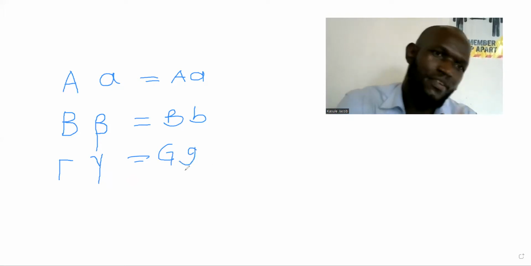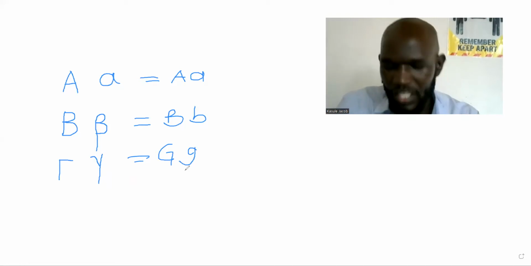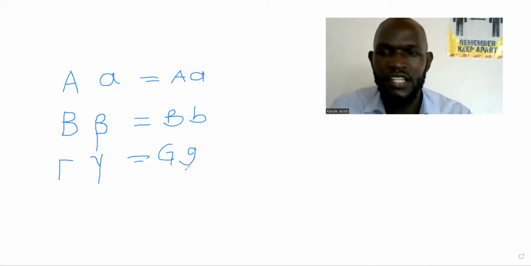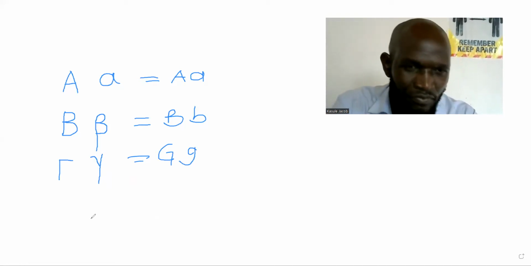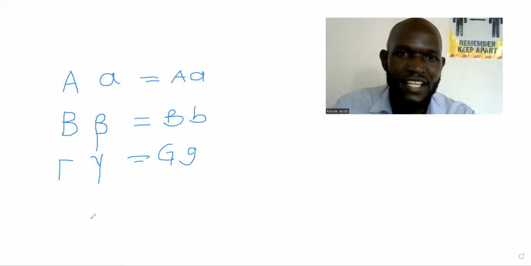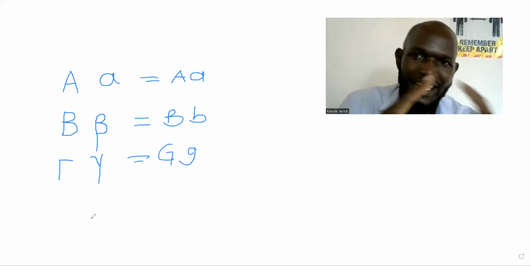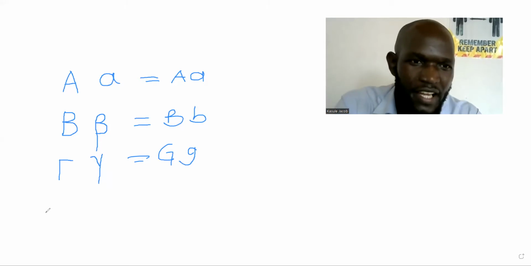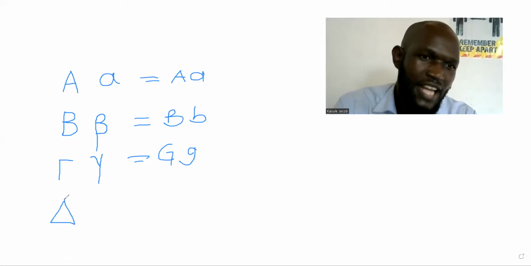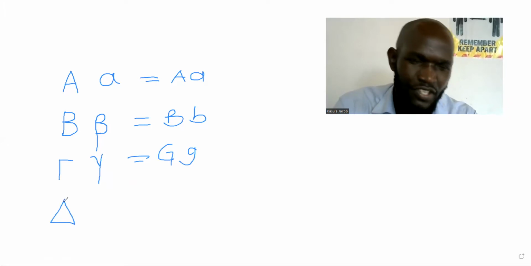Okay, so alpha, beta, gamma, then delta. We saw that delta in the uppercase is written like a triangle, something like this. So just draw a triangle, and you already have your uppercase delta.